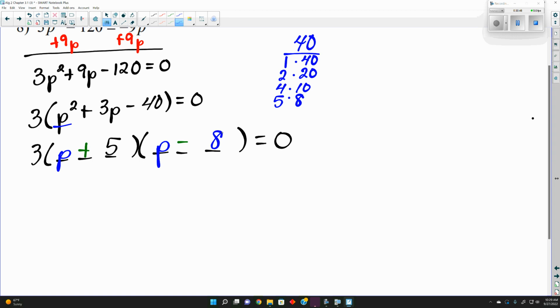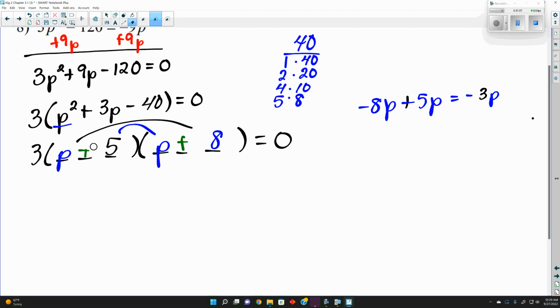5 and 8. And we can check this here. So we would do p times negative 8 is negative 8p. 5 times p is plus 5p. Negative 8p plus 5p is, flip the signs, which would make it 8p minus 5p is 3p.